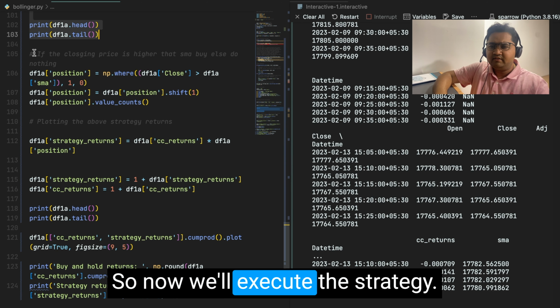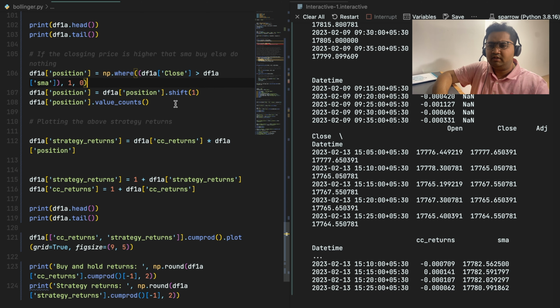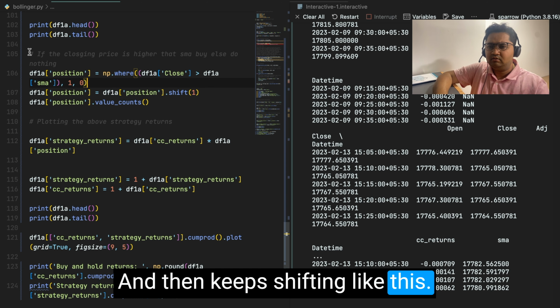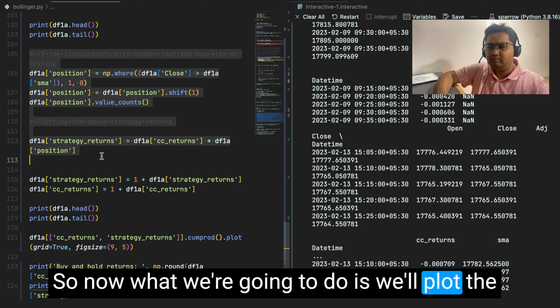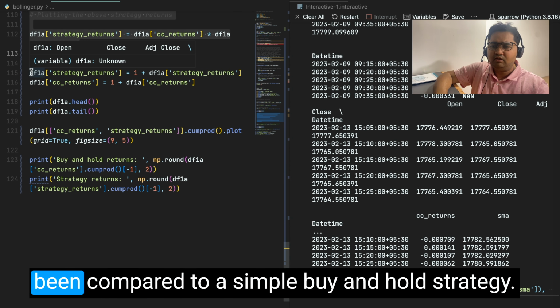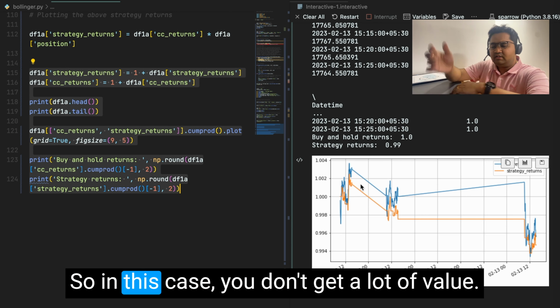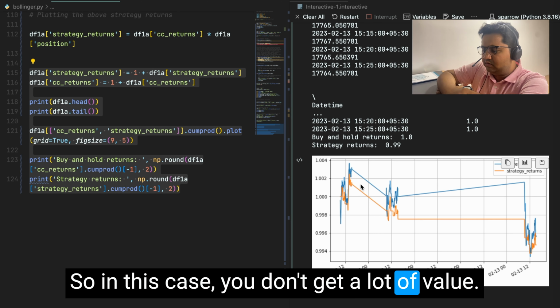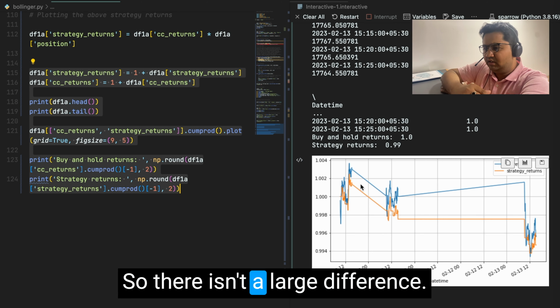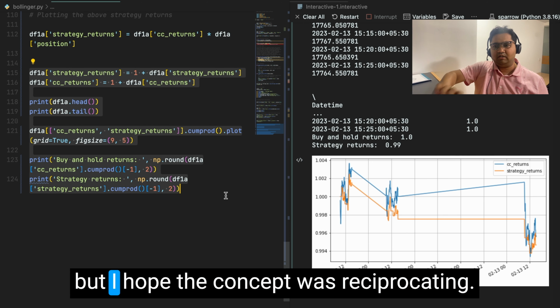So now we'll execute the strategy. If the closing price is higher, then 1, else 0. And then keep shifting like this. So now we'll plot the strategy returns and then see how it would have compared to a simple buy and hold strategy. In this case, you don't get a lot of value. There isn't a large difference. It's basically just to simulate the idea, but I hope the concept was clear.